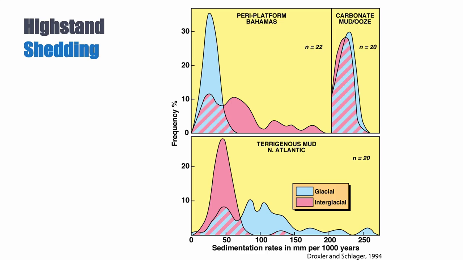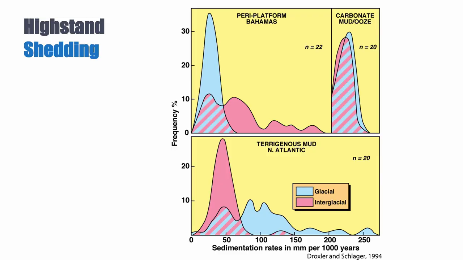the deeper basin. So both of these diagrams basically do not show production on the platform or on the continent, but further away in the basin. So it records the sedimentation rates. In blue, we have the glacial periods, which are characteristic for low stands. And in pink, we have the interglacial, so they represent high stand.